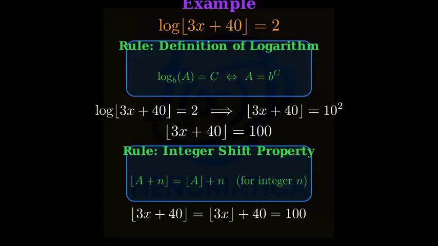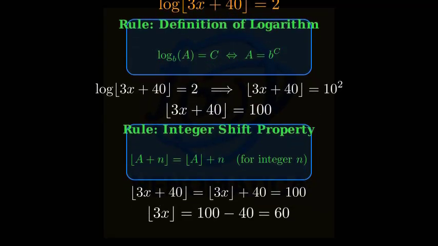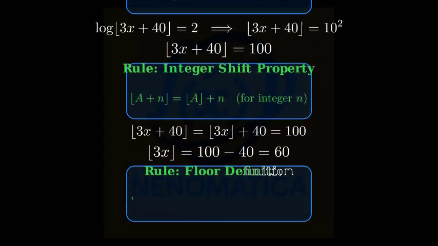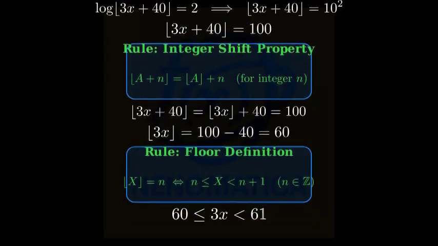Step 4. Isolate the floor term by subtracting 40 from both sides. Then we get floor of 3x equals 60. Step 5. Apply the definition of the floor function. If the floor of x equals n, where n is an integer, then n is less than or equal to x, and x is strictly less than n plus 1. We show that rule. Using n equals 60 and x equals 3x, we get 60 less than or equal to 3x, and 3x is less than 61.